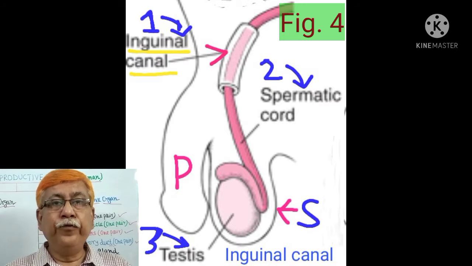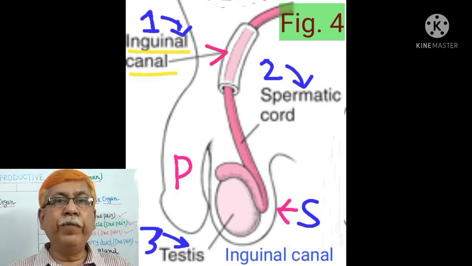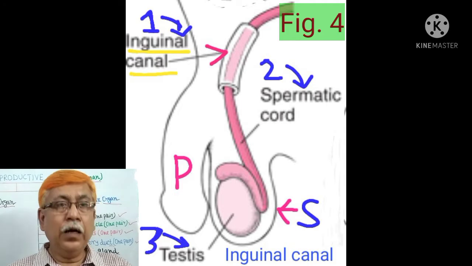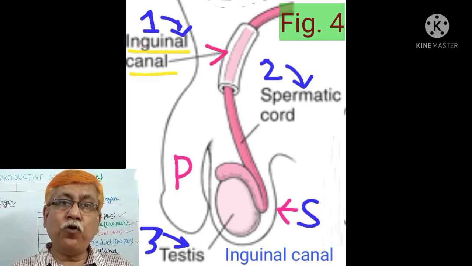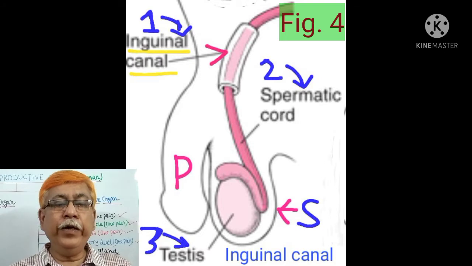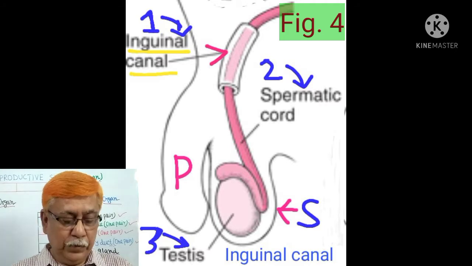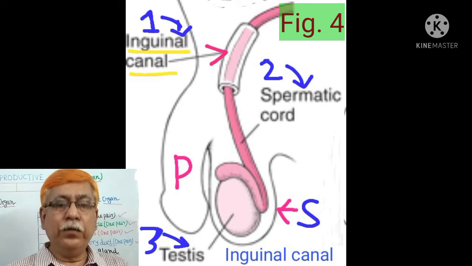This is figure 4. Look at this figure. During embryonic life, testes are developed in the abdominal cavity. About 2 months before birth, the testes descend into the scrotum through the inguinal canal. In this figure, you will find the inguinal canal. Each testis is suspended from the abdominal wall through the spermatic cord.